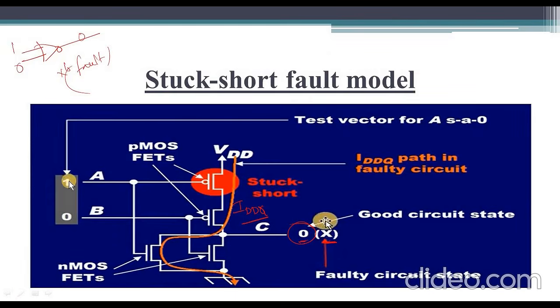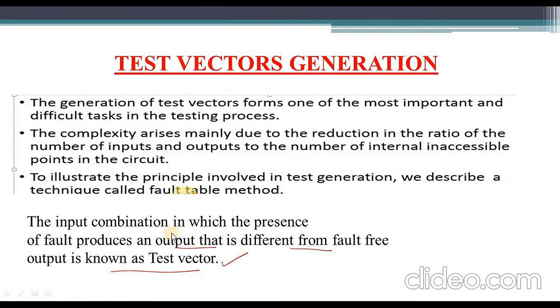Observe here. I am giving the input 1 0. If there is no fault, we get 0. If there is a fault, we get another output that is different from the previous output, that is X. So if there is a fault, then this 1 0 is called the test vector. The input combination which yields a different output from the fault-free output, if there is a fault in the circuit, is nothing but a test vector.